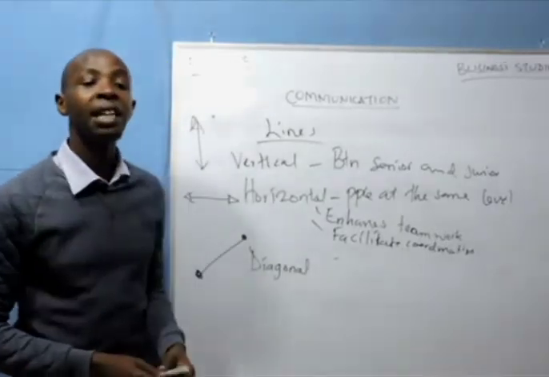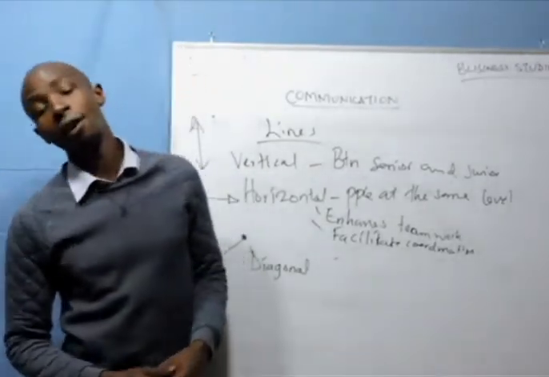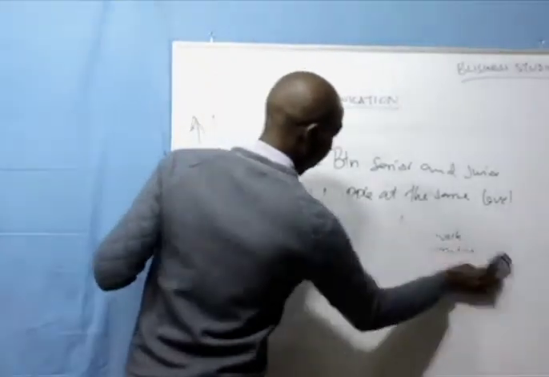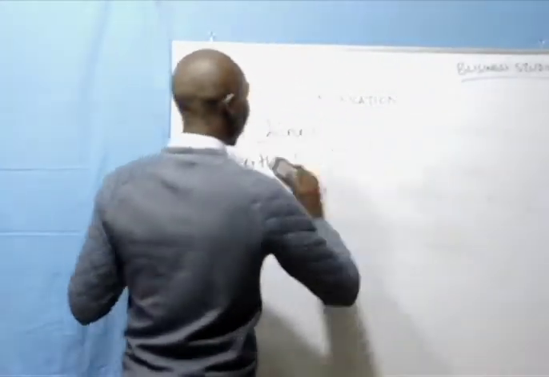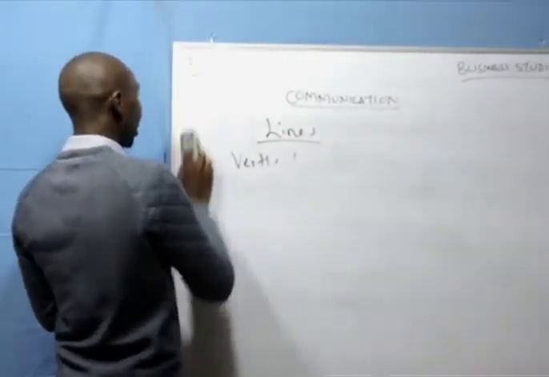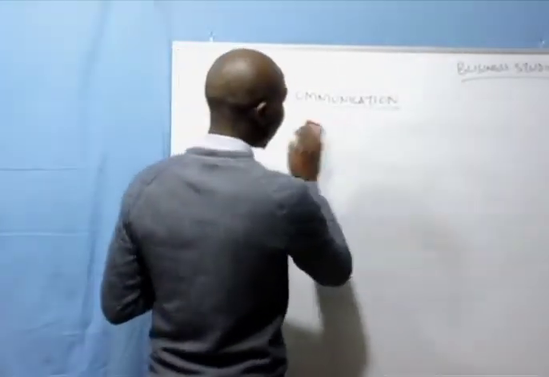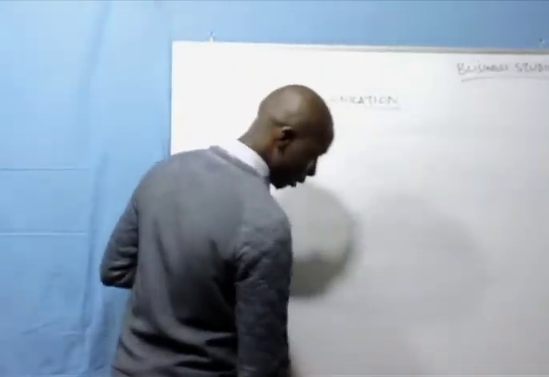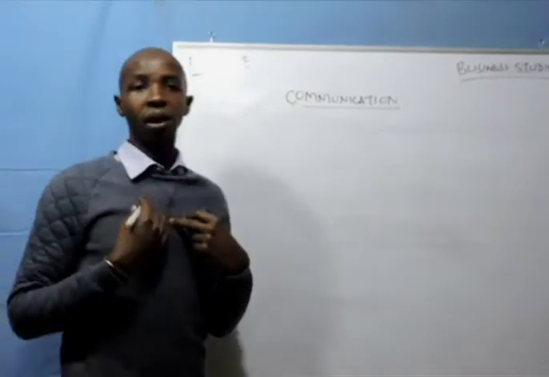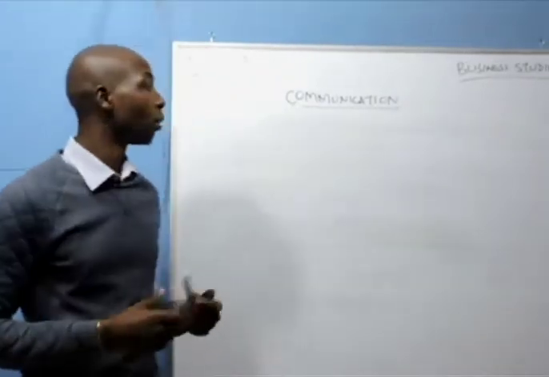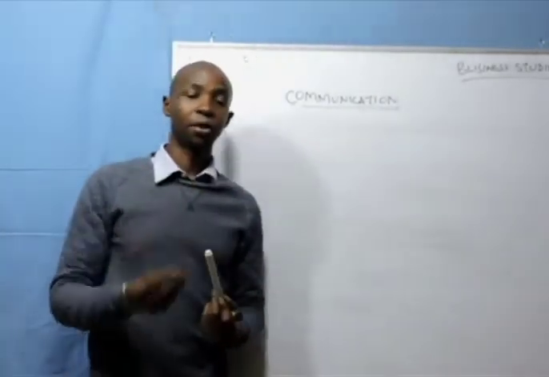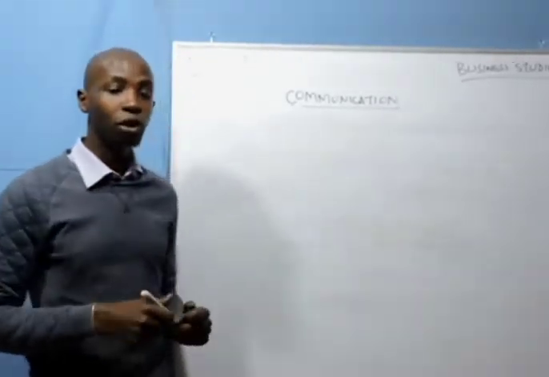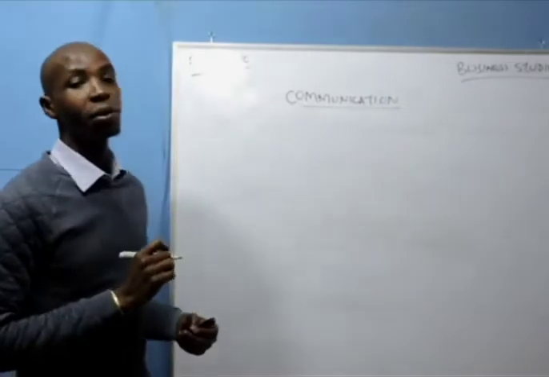Let us see the essential elements of a communication. Essential elements simply mean those things that we must have for us to classify any information as a communication. And right now I'm communicating to you. I have a message for you. It means there is a message. I am also the sender. I'm sending you a message.